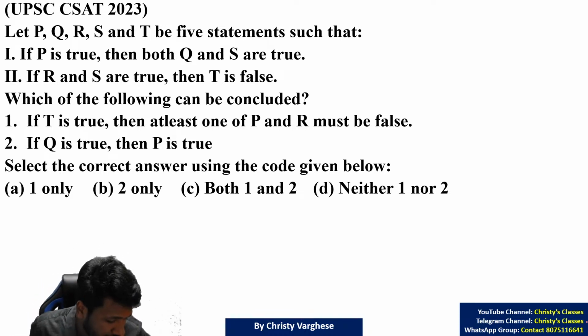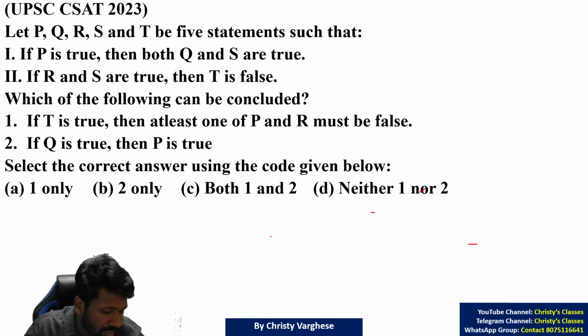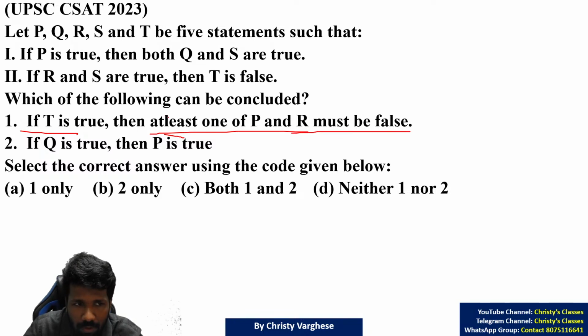So let us start this question. This was the pending question of last class, so we'll discuss that now. Let P, Q, R, S, T be 5 statements such that if P is true, then both Q and S are true. If R is true, then T is false. Which of the following can be concluded? I think we have already discussed the second part in the last class. Why that is not true, we already discussed. We will now focus on the first part. If T is true, then at least one of P and R must be false. Let's see if that is correct or not. At least one of P and R means minimum 1. Minimum 1 means P only or R only or both P and R must be false.